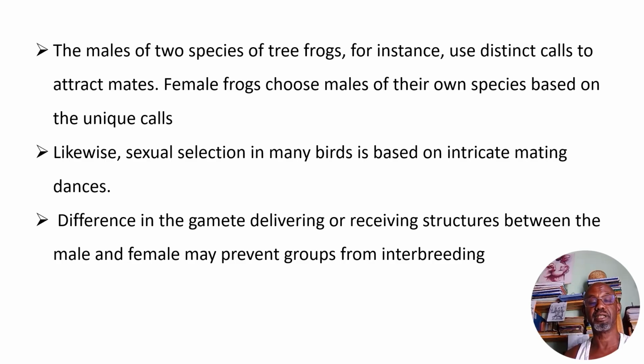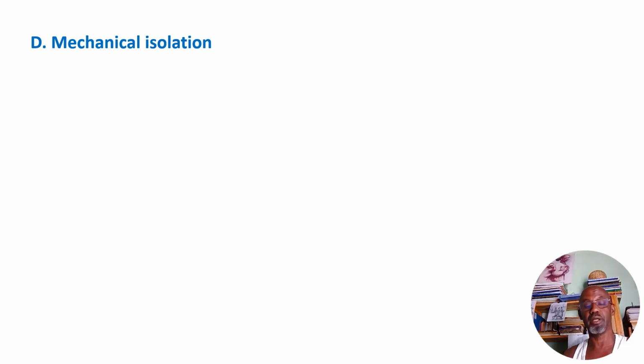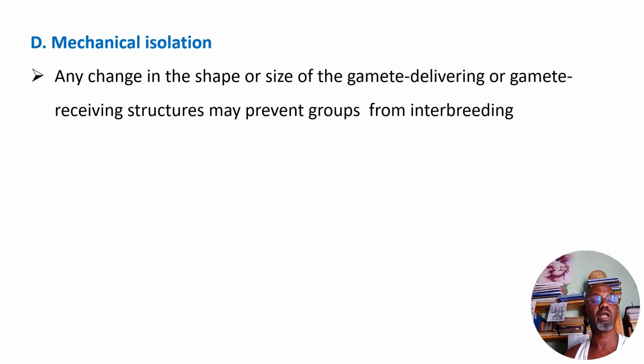Differences in the gamete delivering or receiving structures between the male and female may prevent groups from interbreeding. Of course, in plants, no copulation, but mechanical barriers still apply. This is, of course, not part of behavioral. This is mechanical isolating mechanism. It belongs here. It's a mistake here. Mechanical isolation. Any change in the shape or size of the gamete delivering or gamete receiving structure, either the vagina, the receiver, or the gamete delivering penis, if there is incompatibility, shape, size difference, this prevents the male gamete fusing into the female gamete and preventing zygote formation.